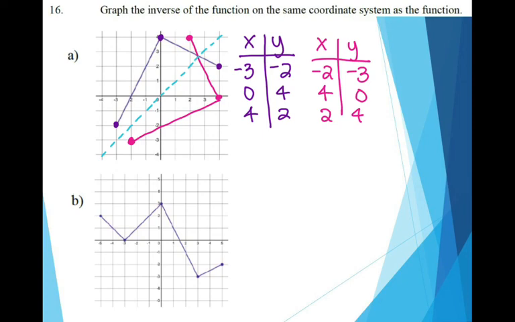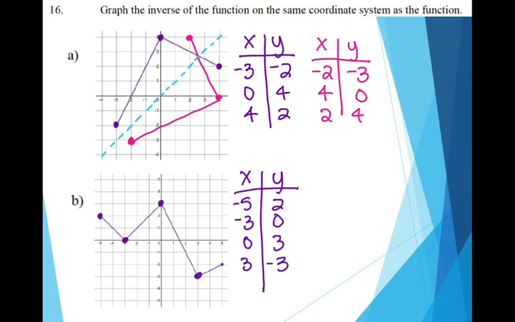All right, let's do the next one. The next one, I have lots of points this time. So this point is -5, 2. This point is -3, 0. This one is 0, 3. 3, -3. And 5, -2. Gonna go ahead and flip those around for the inverse.